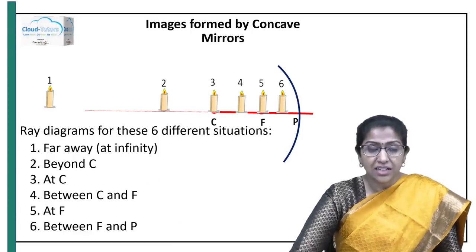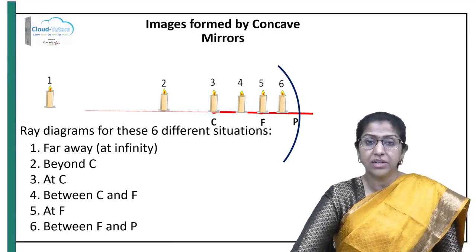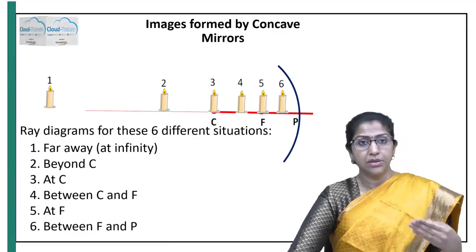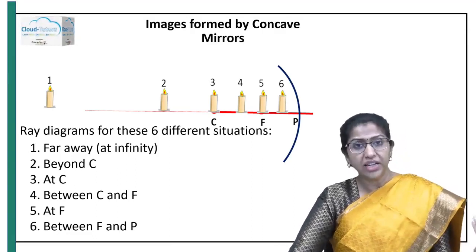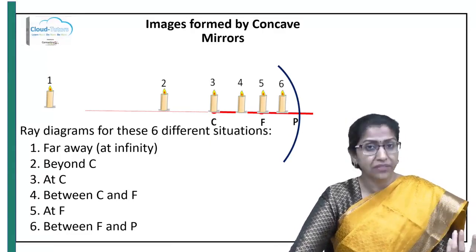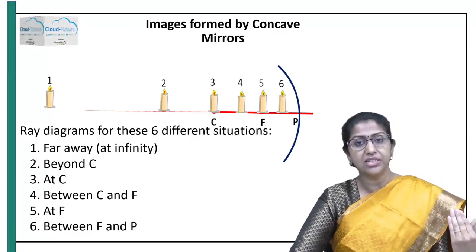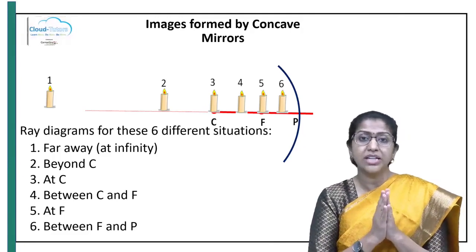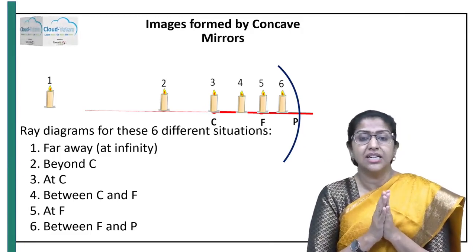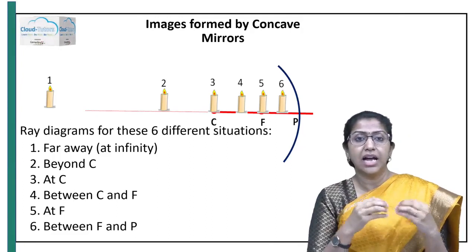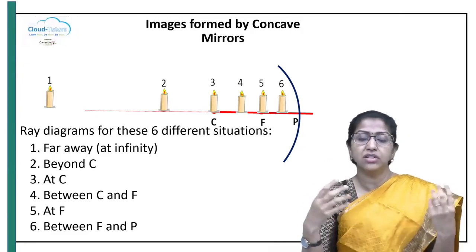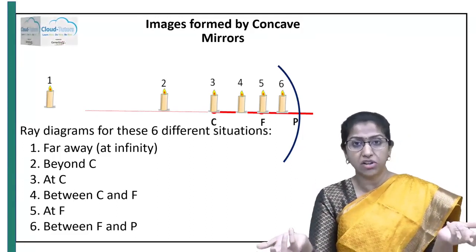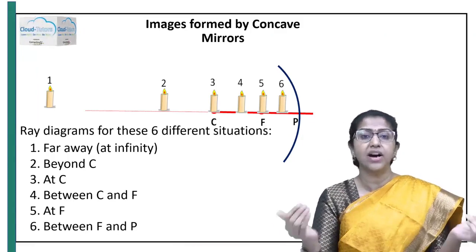So these are the 6 cases for concave mirror where we keep the object very far away. Technically it is not infinity, it is just a far away distance when it is compared to the dimensions of the mirror as such. So please do not misunderstand that when we say at infinity, it cannot be measured or anything like that. It is just far away.